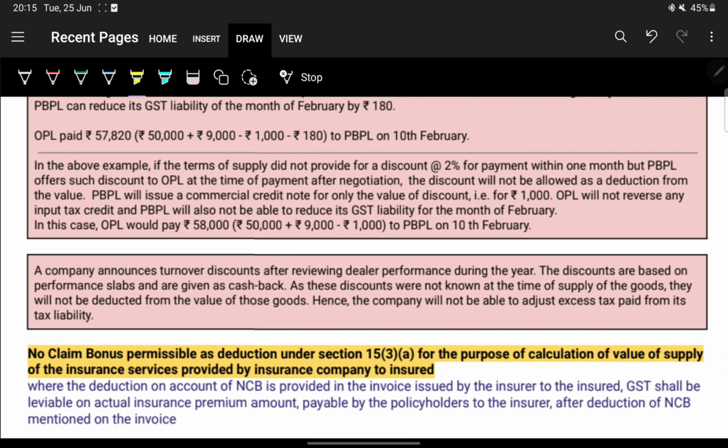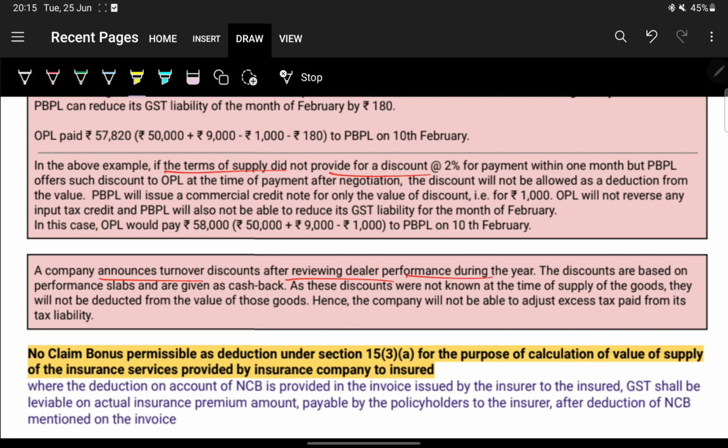Now, in the above example, if the terms did not provide at an earlier date that a discount can be given, then nothing doing, no subtracting the discount, then the full price only will be added. Very simple. Next, a company announces turnover discounts after reviewing its dealer performance.